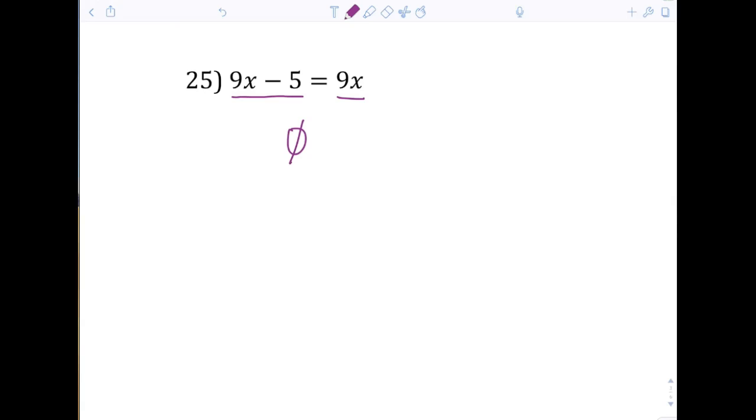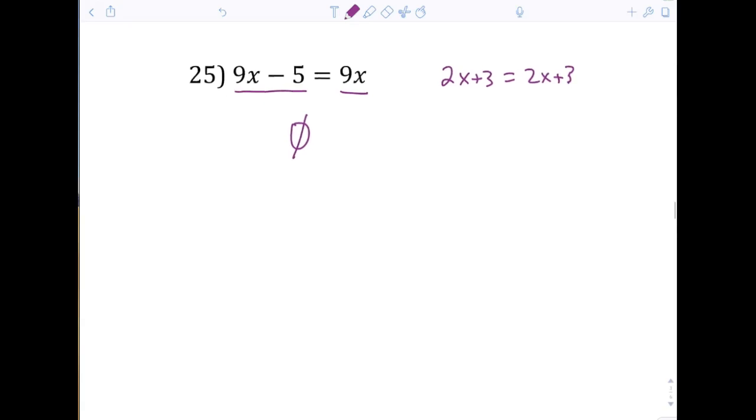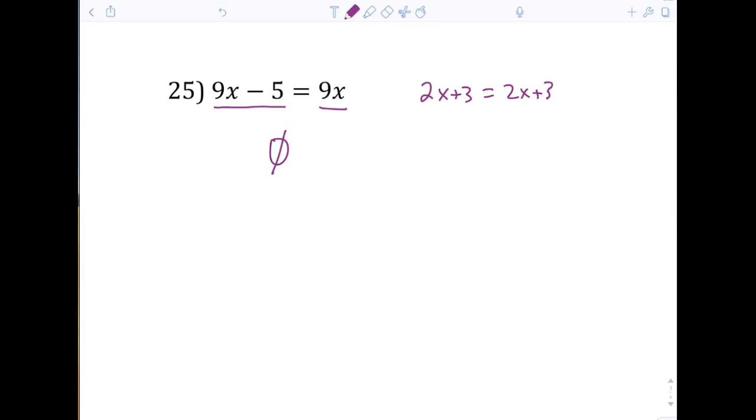What's the difference between 9 and 10? That's a very good question. If I said to you 2x plus 3 equals 2x plus 3, that would be an identity. The reason why that's an identity is because it's the same exact thing. Identity means it'll work for any number. All right, so I'm pretty happy with that.